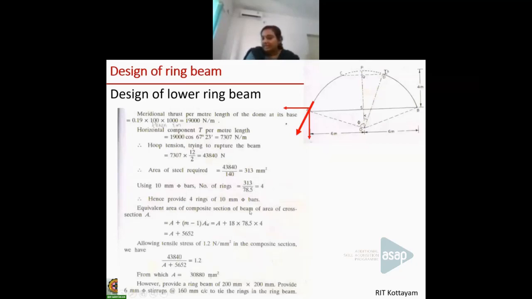So what we have seen in the previous slides, we have to calculate the area of the section. It's not necessary that you should do the design. You can assume a value and check whether it is safe, which is the concept adopted in the design of the upper ring beam, or else this is the right method to calculate the area of the concrete.